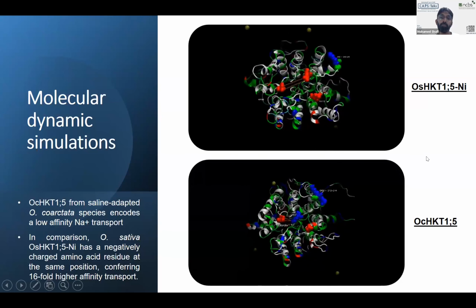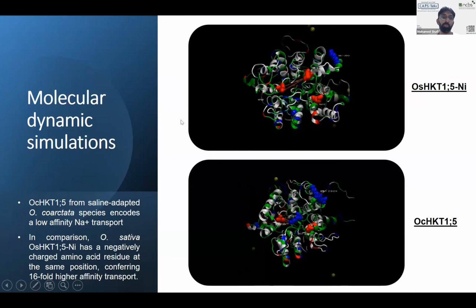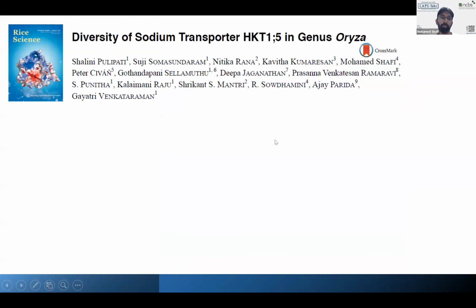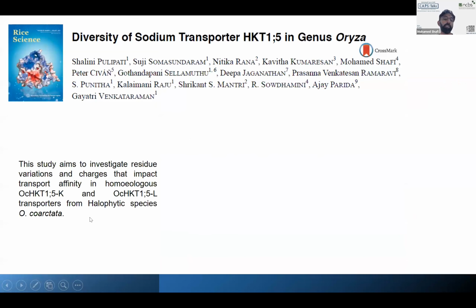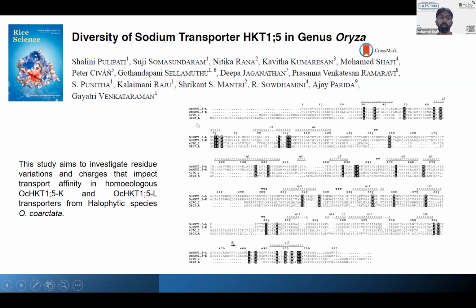So that was surprising. A halophytic species like Oryza coarctata having a lower affinity compared to a sensitive one. Now that leads to a further study. So the next study we have done, we selected the subgenome type of Oryza coarctata. So it's allotetraploid KKLL. The first one we studied was OcHKT1;5K, and we have taken a homologous OcHKT1;5L. And if we see the alignment with the template, you can see both Oryza coarctata genes are mostly similar, at least at the C and N-terminal ends.